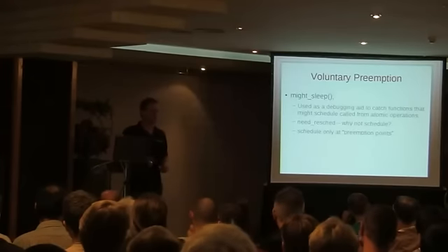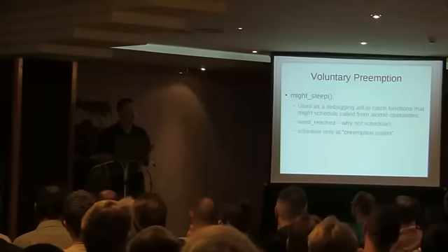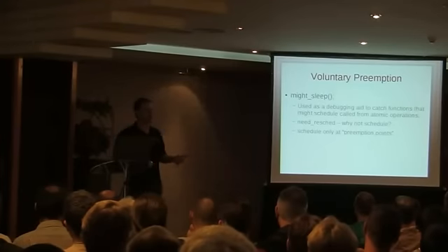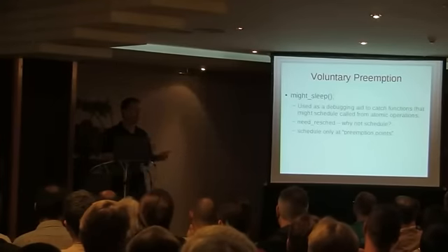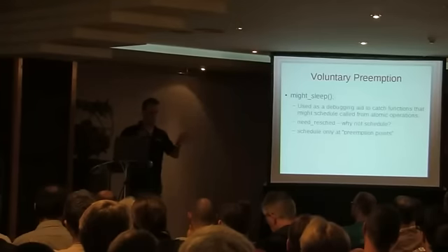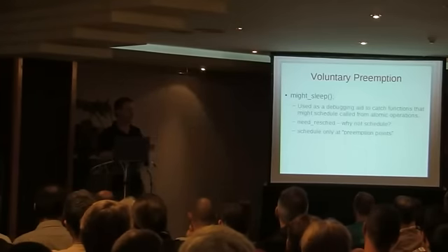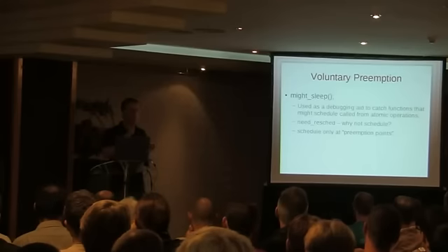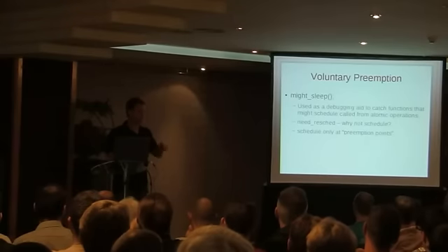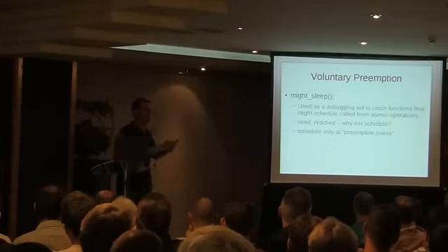With voluntary preemption, there are these things you'll see throughout the kernel called might_sleep. And might_sleep was a way to debug the preemptible kernel, because there are times where you can't schedule when you're in a non-preemptible area. There's a way to disable preemption in a normal mainline kernel, and then you can't call schedule. So we have places where we know that if someone calls this function, there's a path that might call schedule. So at the beginning of the function, we put might_sleep in there.